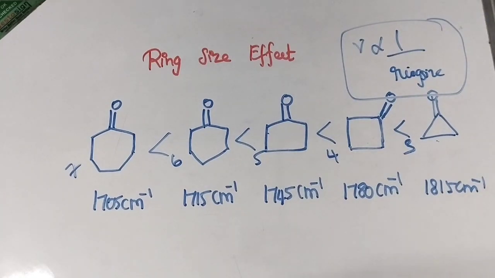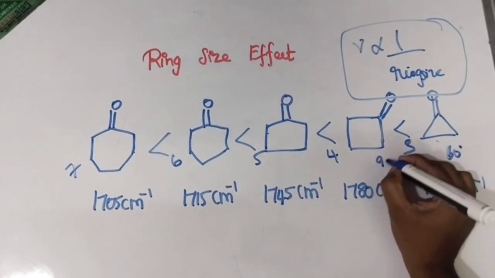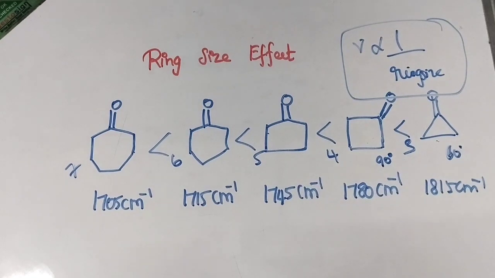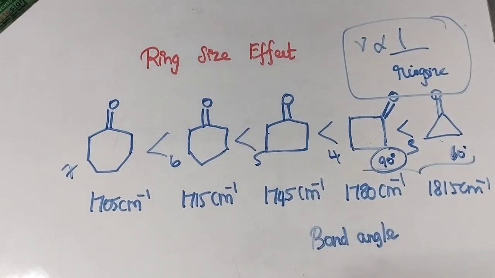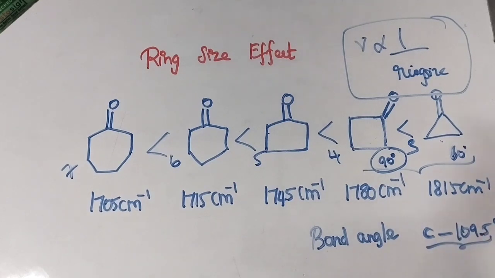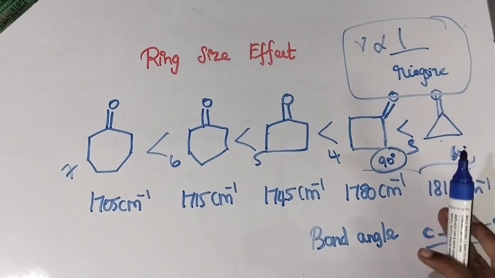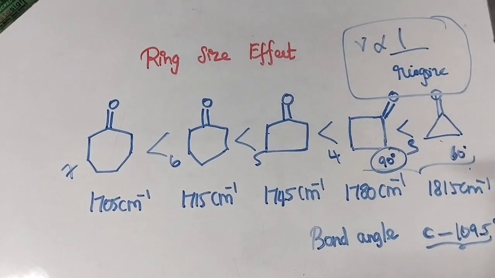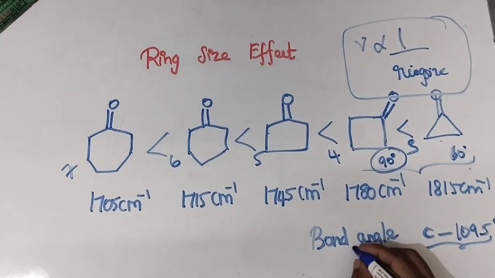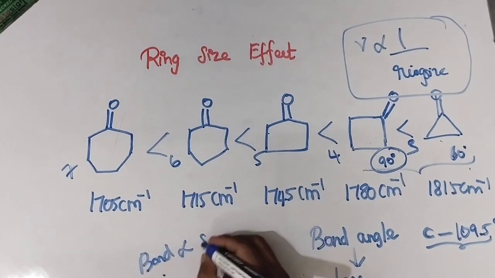But what's the concept here? In this case it is 60 degree. Here it is 90 degree, and the bond angle increases like this. Carbon in tetrahedral geometry should have a bond angle of 109.5 degree, but here it has only 60 degree and here only 90 degree. Due to this there will be a very large strain in that compound. So whenever bond angle is less, actually bond angle is directly proportional to S character.